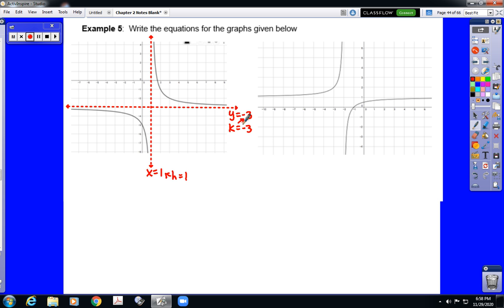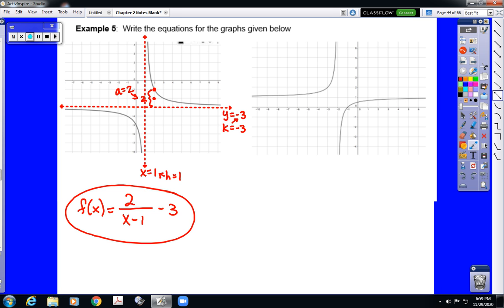As for the a value, you'll notice that normally the parent function would pass through right here, 1 unit up and right from that crossing point of those two asymptotes. But it doesn't. It crosses 2 units above. See how that is 2 units instead of 1? That means that a is 2. So this function, we'll call it f of x, would be 2 over x minus 1, which is h, minus 3, which is k.